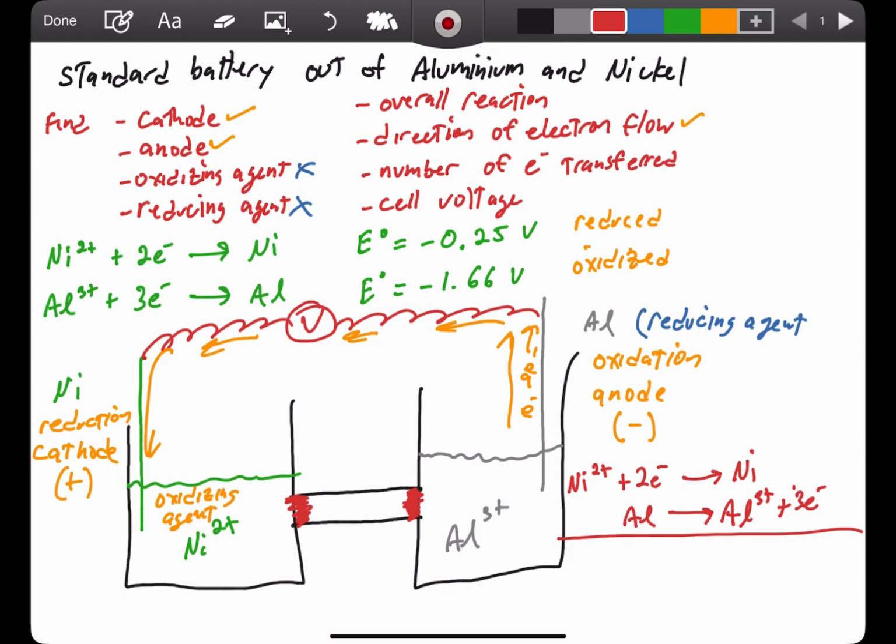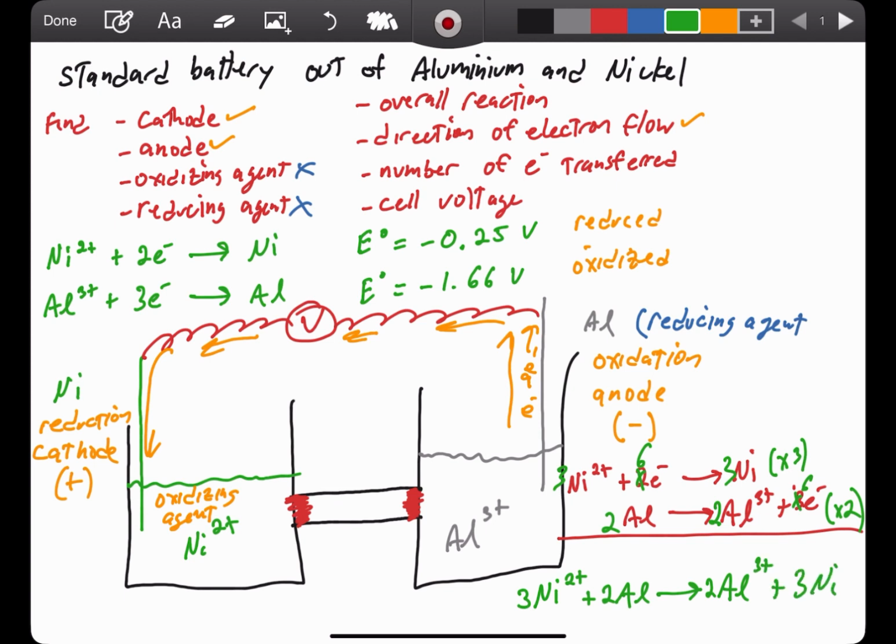So I need to multiply my nickel reaction by 3, and I need to multiply my aluminum reaction by 2. And that will give me 6 electrons here, 3 nickel 2 pluses and 3 nickels. And that will give me 2 aluminums, 2 aluminum 3 pluses, and 6 electrons. And now when I add these two reactions together, what I'm going to get is 3 nickel 2 plus plus 2 Al goes to 2 Al 3 plus plus 3 nickel. Okay, so there's our balanced reaction.